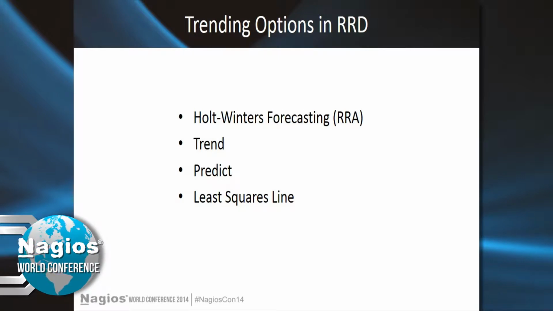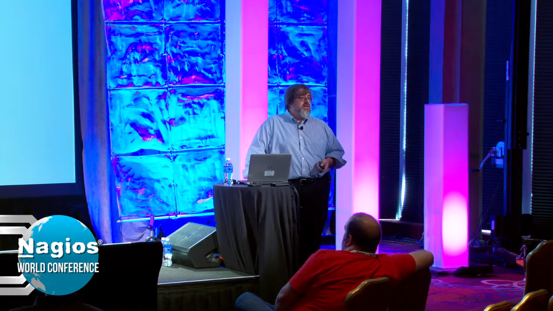So there's Holt-Winters forecasting in RRD. The real problem is you have to be set up for it before you can even use it. If you don't have those aggregations already defined in your checks, you're not getting it. So the next one that seems to make sense would be trend. There's another part of RRD. It's something you can do. You can say, hey, give me a trend. That's really a sliding scale, so it doesn't necessarily give you exactly what you need. Predict, same thing, a little more complicated. And then the last thing is the least squares line, or if you know RRD, the LSL.